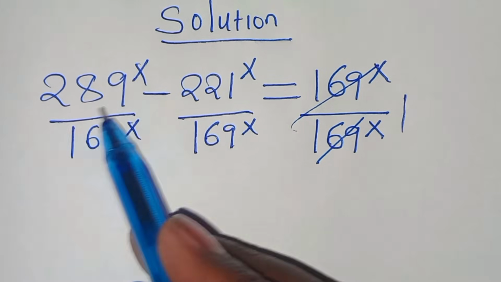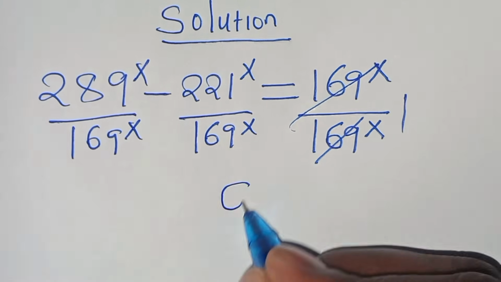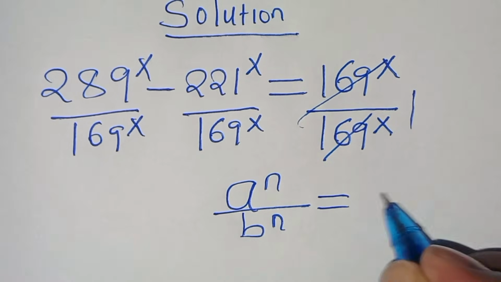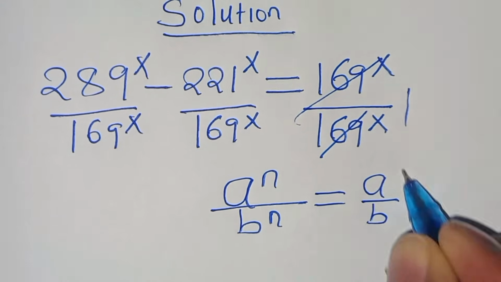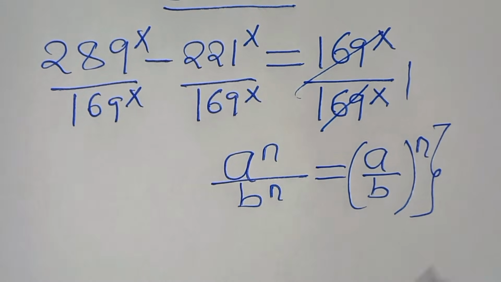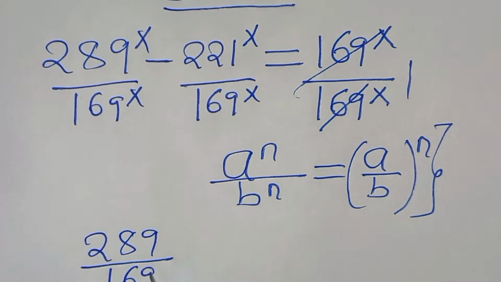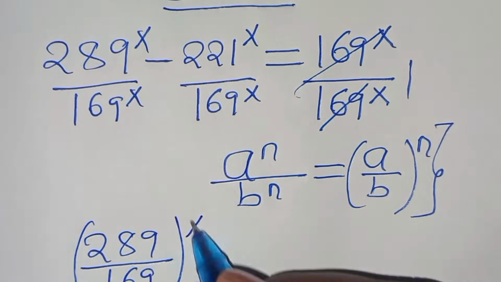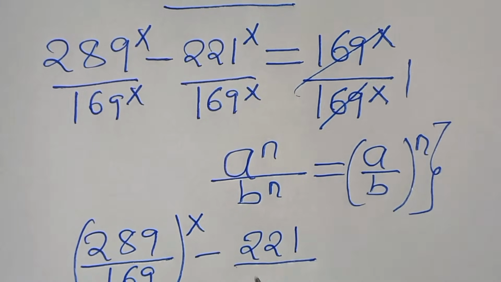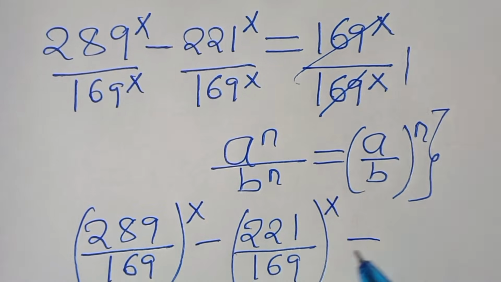We have 289 to the power of x divided by 169 to the power of x. This is in the form of a to the power of n over b to the power of n, which we can express as a over b raised to the power of n. Applying this exponent property, then we have 289 divided by 169 raised to the power of x minus 221 divided by 169 raised to the power of x. This is equal to 1.